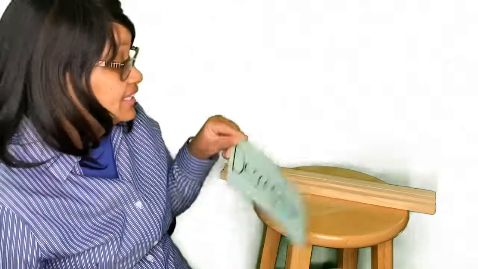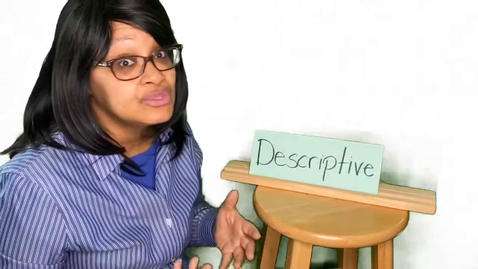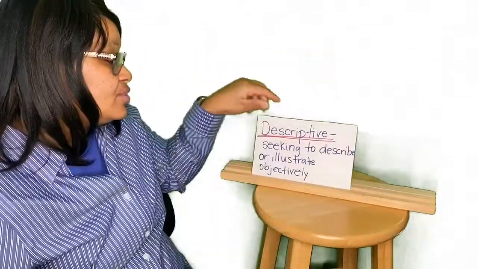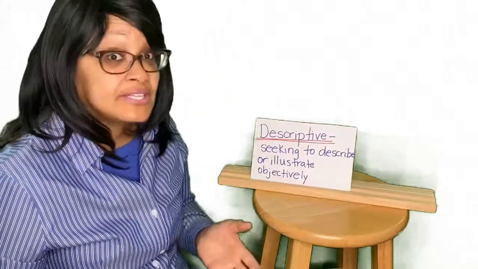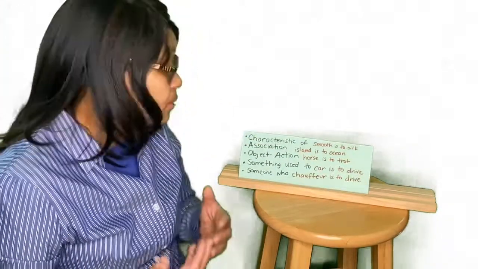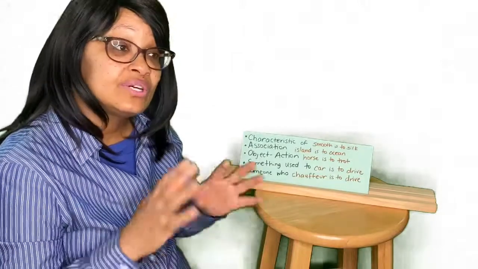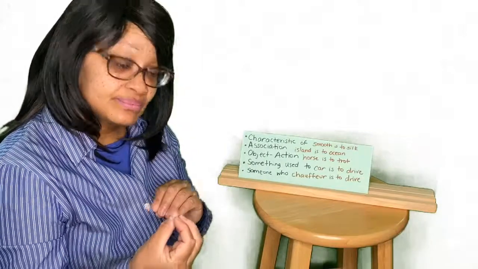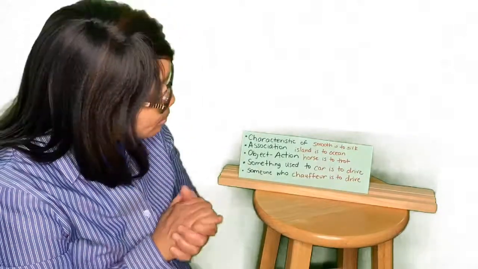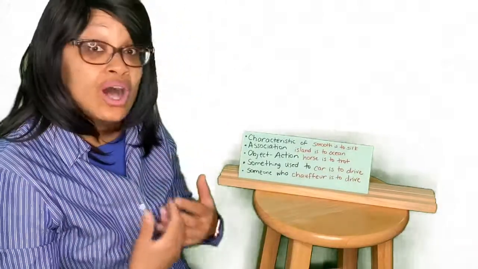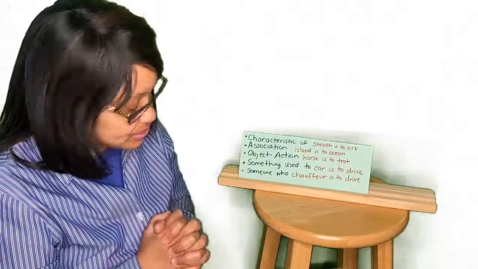And then finally, analogies can be descriptive. So we define descriptive as seeking to describe or illustrate objectively. So if it's being descriptive, then we can look at the characteristic of it, or an association. What is it related to? Or object, action. We can describe it that way. We can describe it as something that's used to, or someone who. So let's look at each of those descriptive pieces.